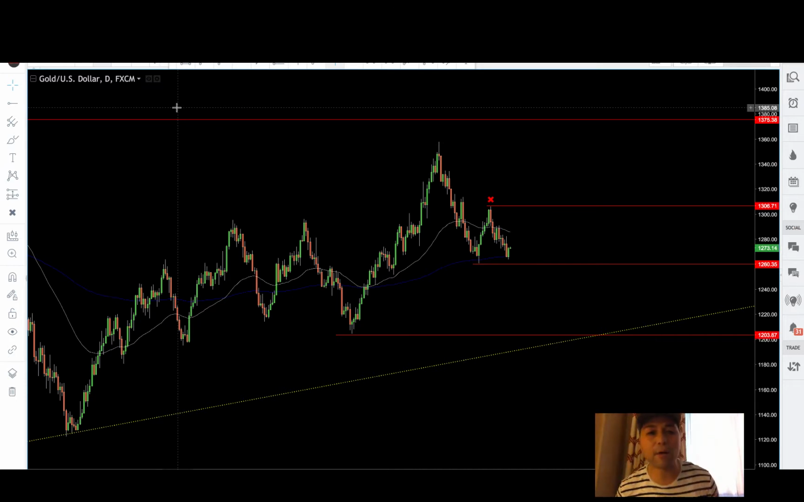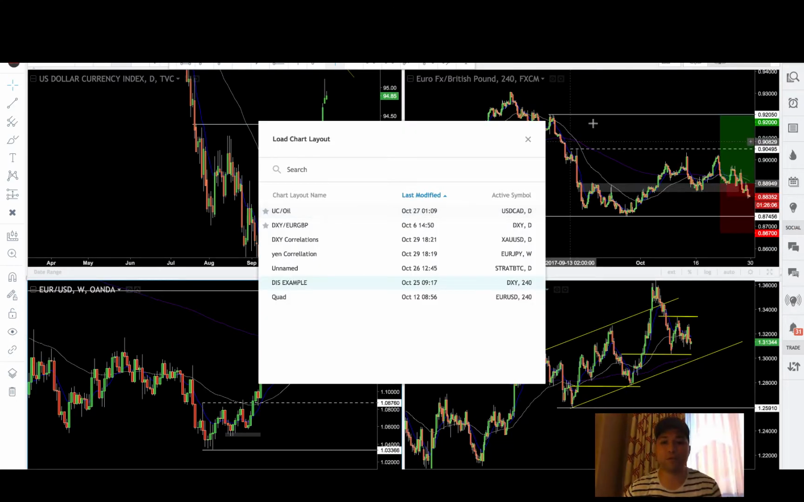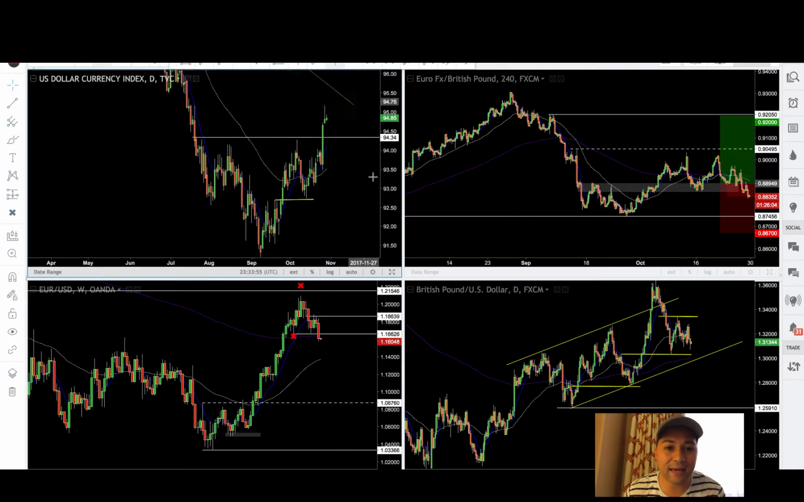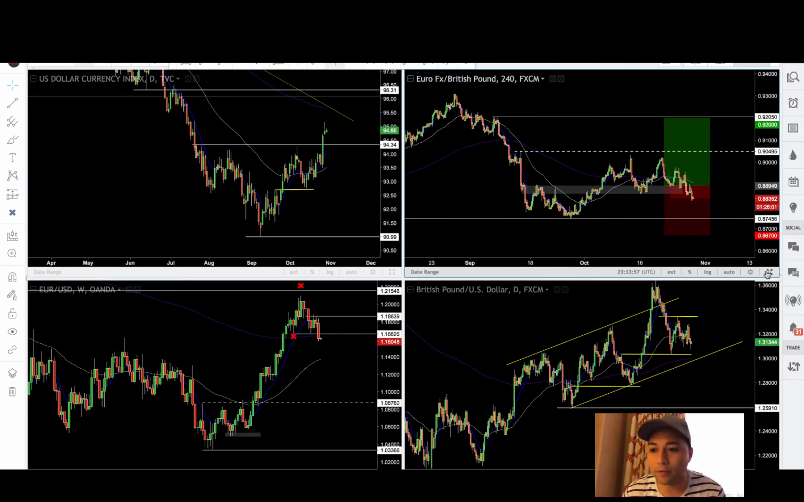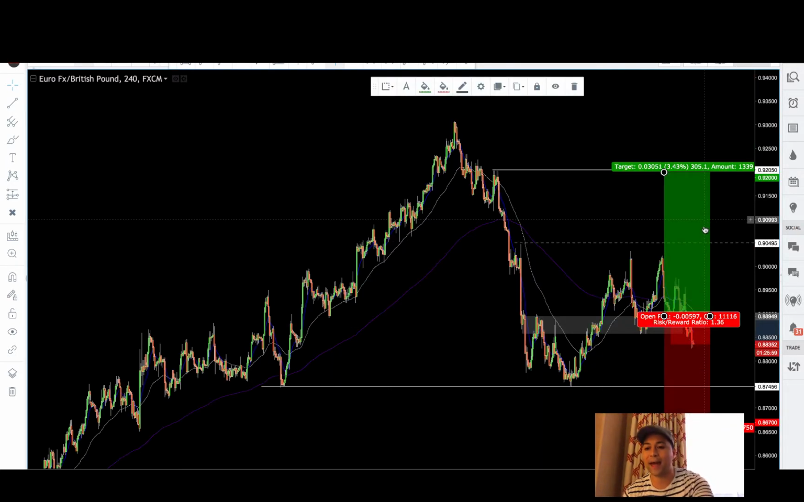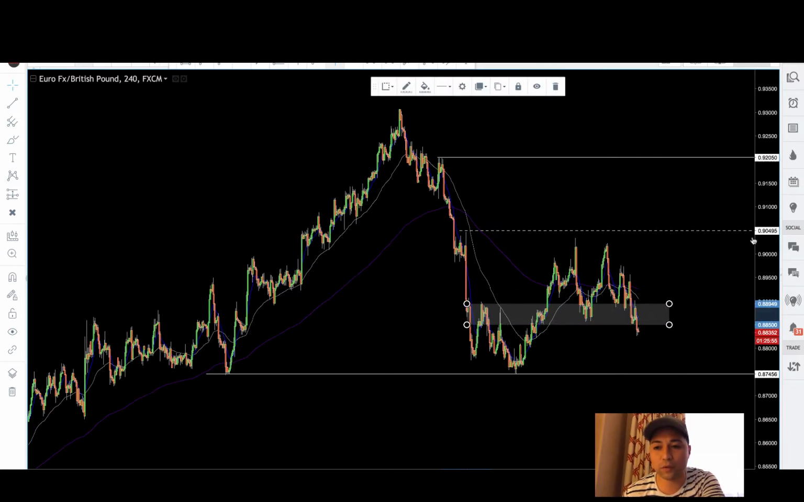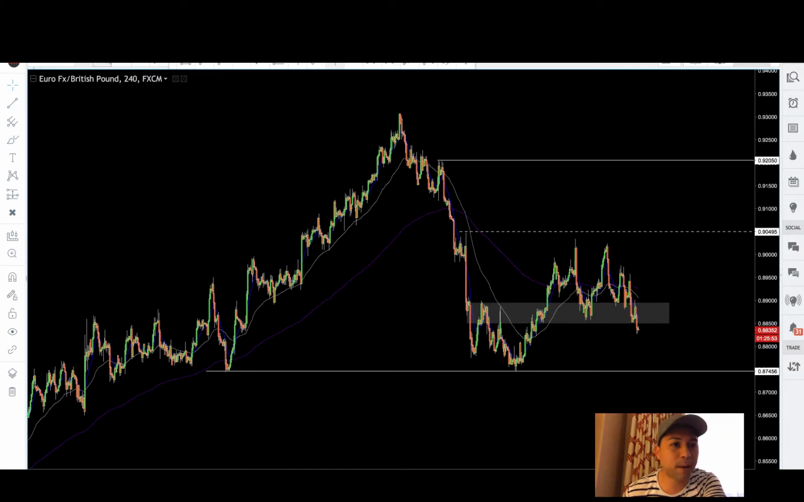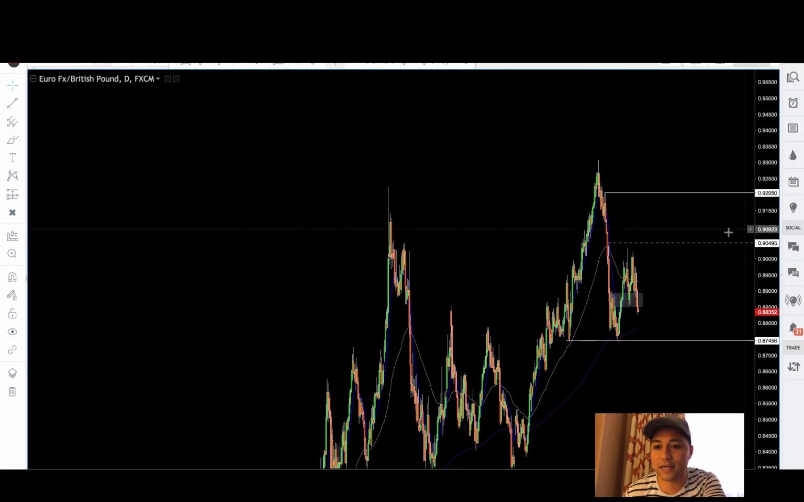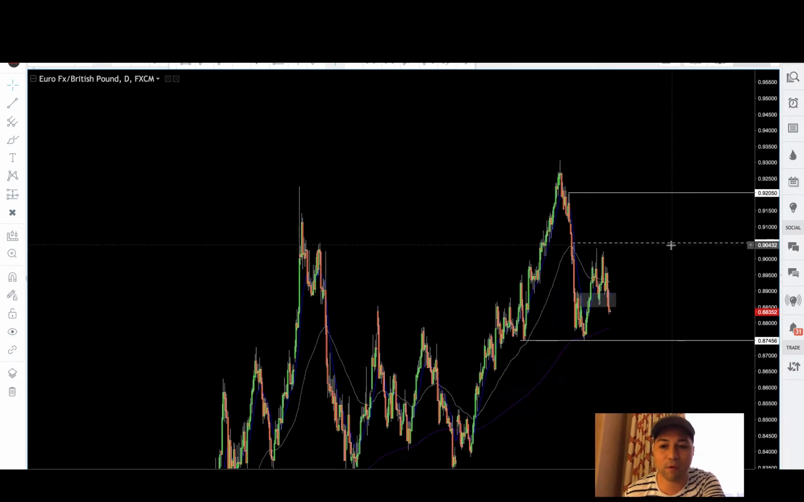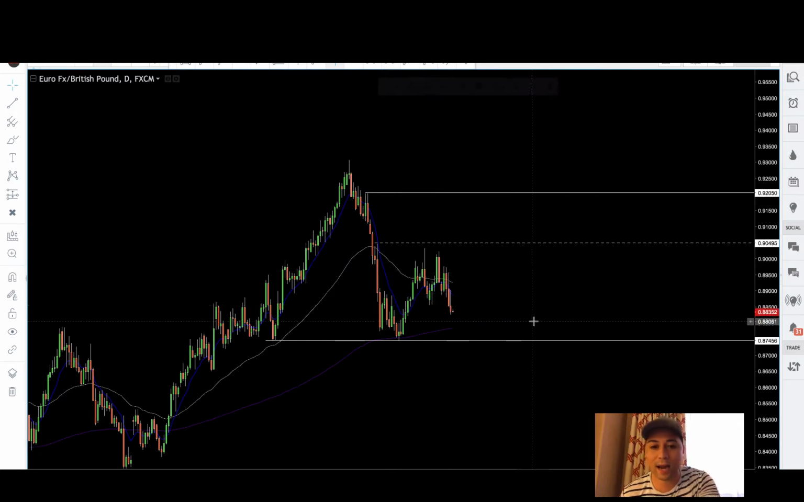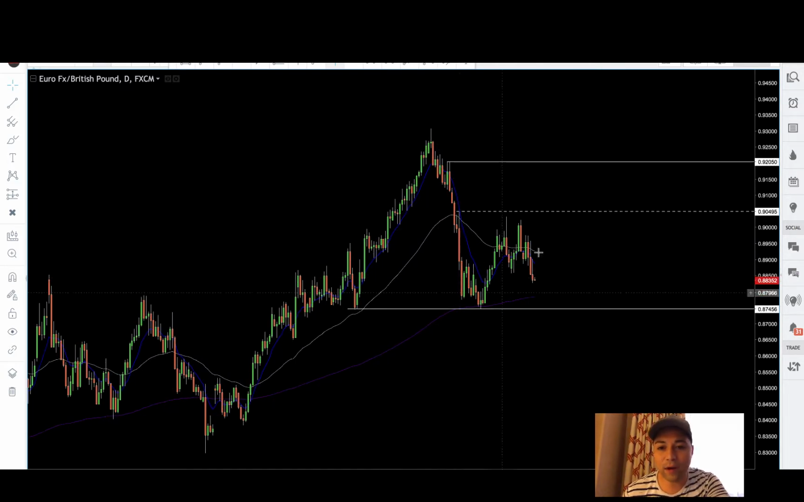Now we're going to begin looking at some of the major pairs we like to trade. So let's go ahead and look first at the euro pound. Why do we look at the euro pound? We look at the euro pound because this is going to give us correlation with the euro and the pound, seeing which currency is going to be bullish, which currency is going to be more favorable in our trade setup. We can see right here that we're in this corrective move currently.